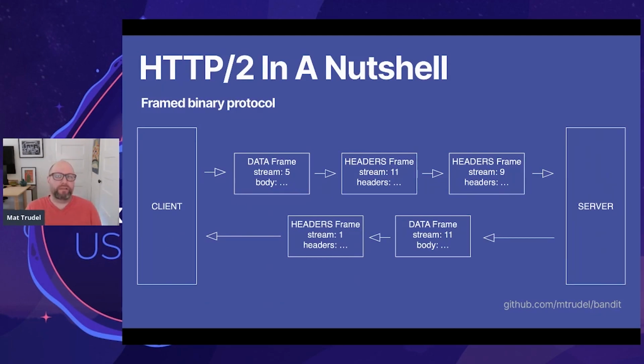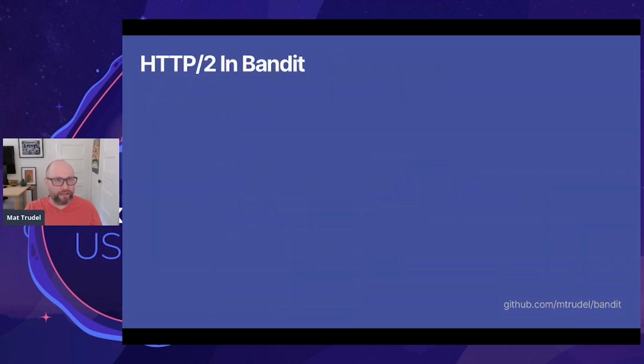At any given time, the client may be sending headers for one stream and the body of another stream, while the server is returning the body for a completely different stream. And you can see that in this diagram here. This is all quite a bit to handle, and we handle it like this. In Bandit, we have a single process per connection, plus we have a single process for each stream, so for each separate client request within that connection.